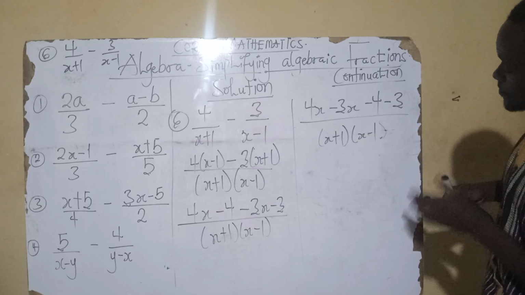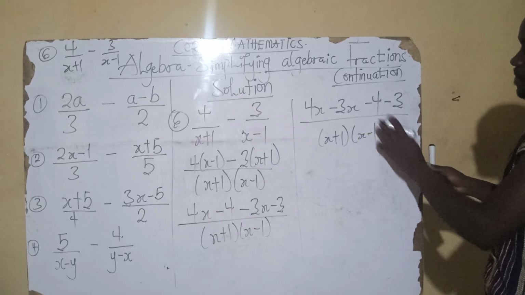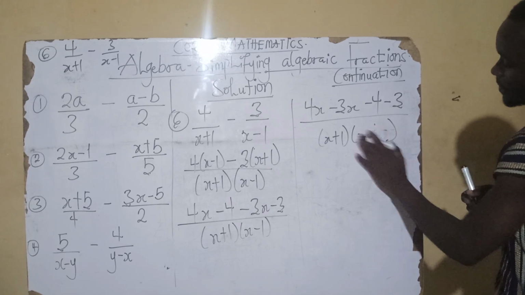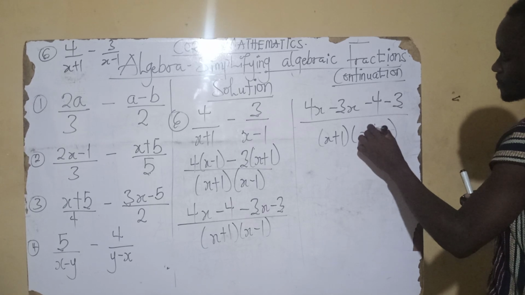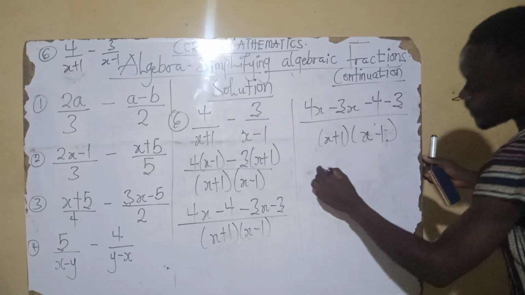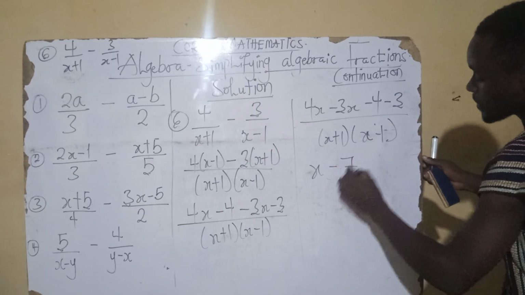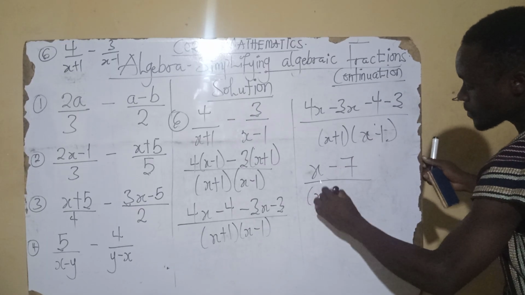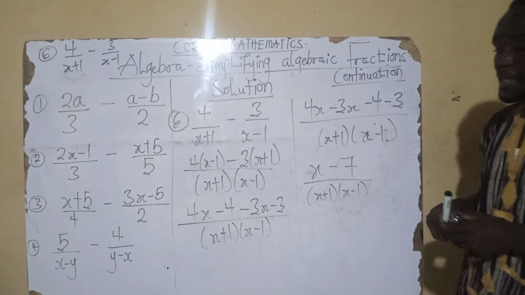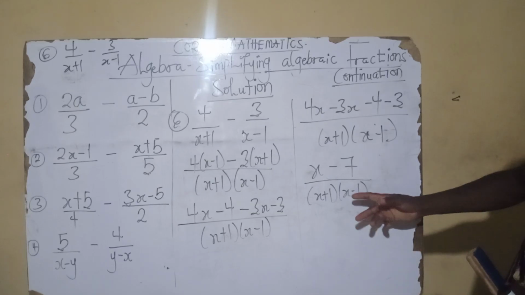Okay. So let me write this well for you to see. Okay. So here we are getting what? x. Then here we are getting minus 7 all over x plus 1, x minus 1. So this is what we are getting as our answer, or as our result.